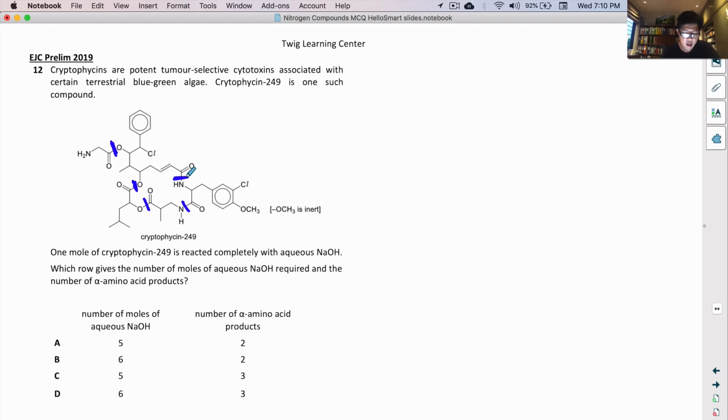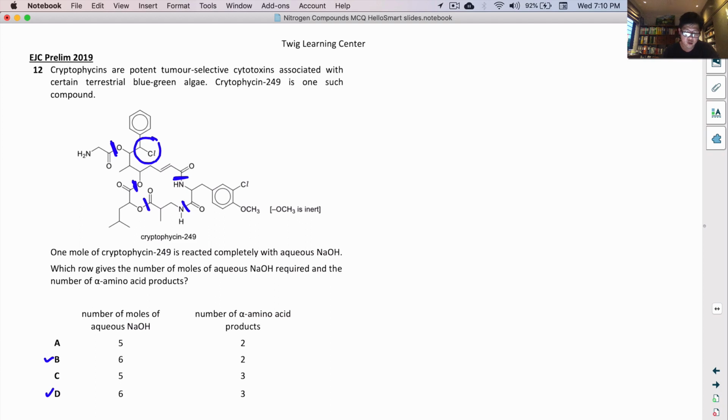Okay, and actually it's kind of tricky. So 1, 2, 3, 4, 5 sodium hydroxide is really needed, but actually this one can undergo nucleophilic substitution. The Cl can be kicked out, replaced with OH, so actually you need 6. So it's either B or D. All right, 6. Right, so let's show how many alpha amino acid products will be formed.